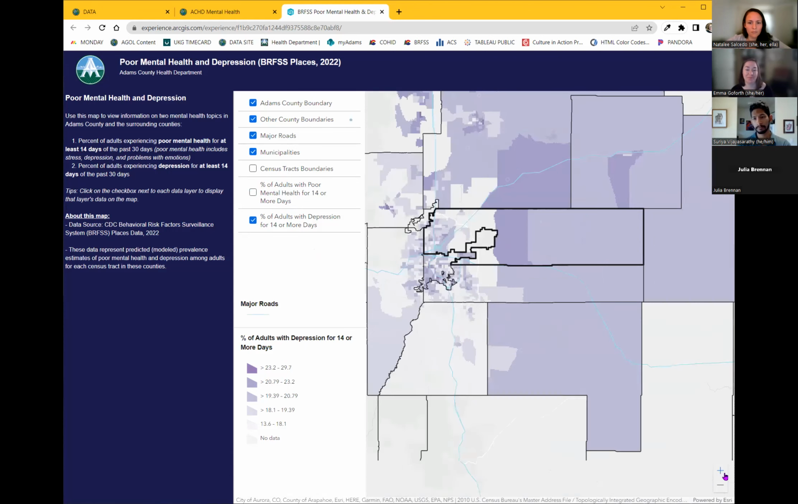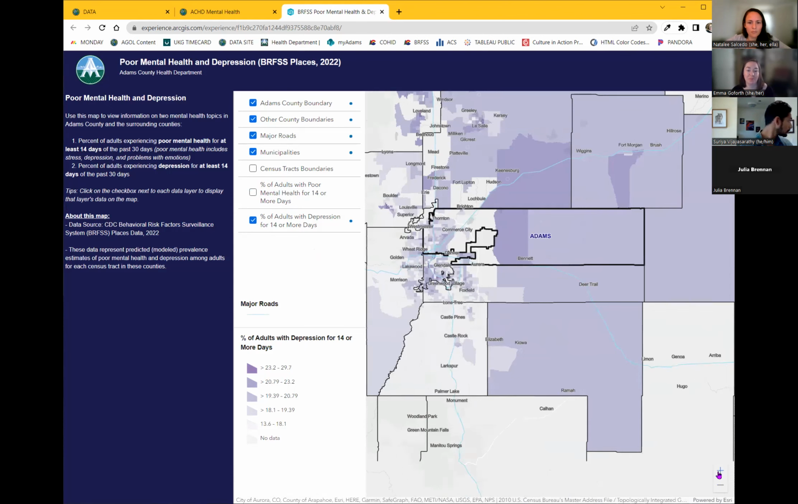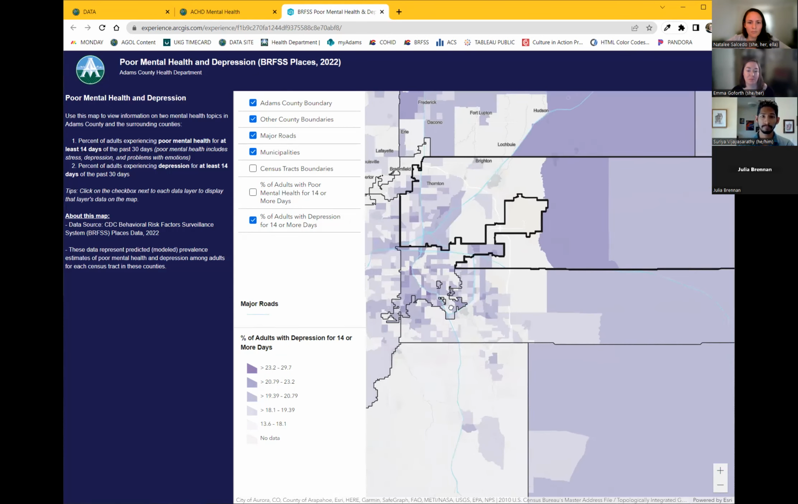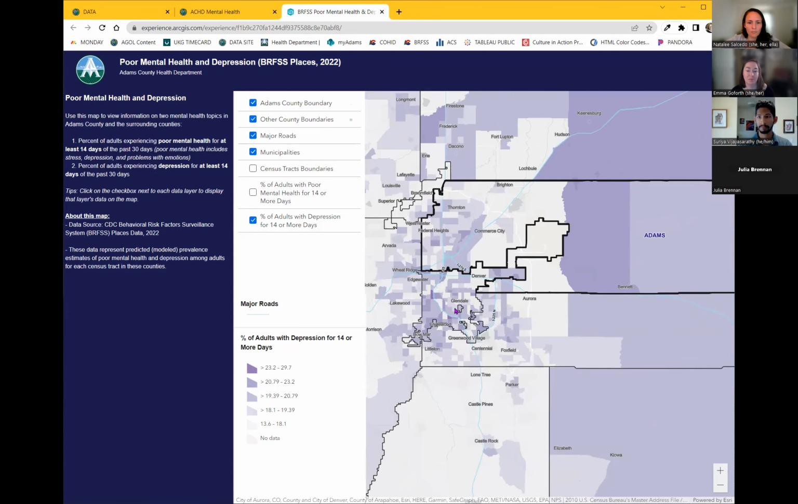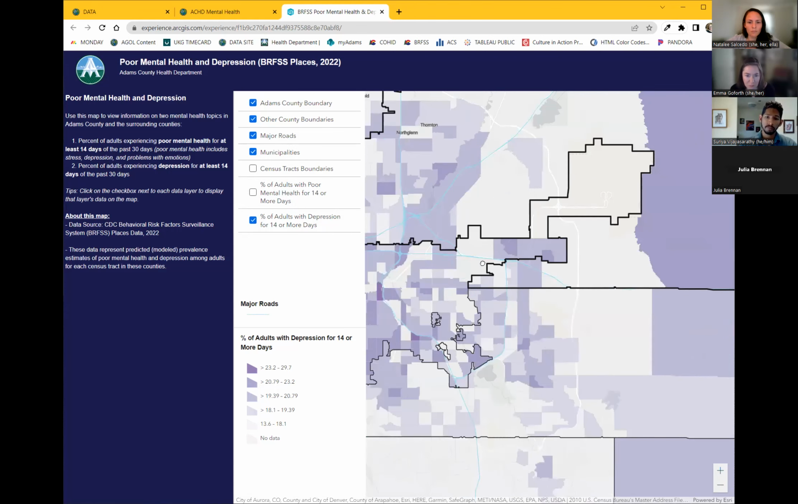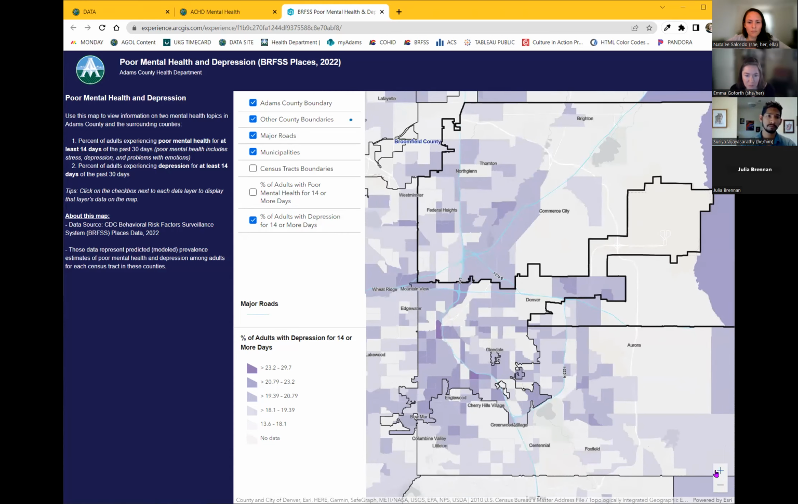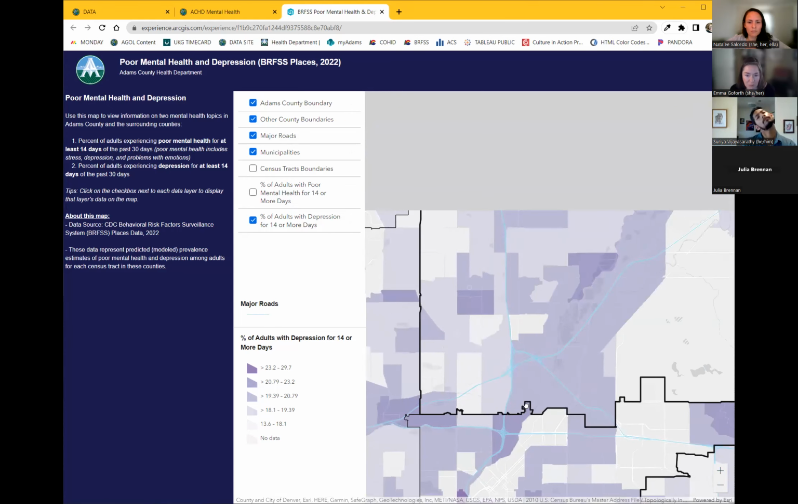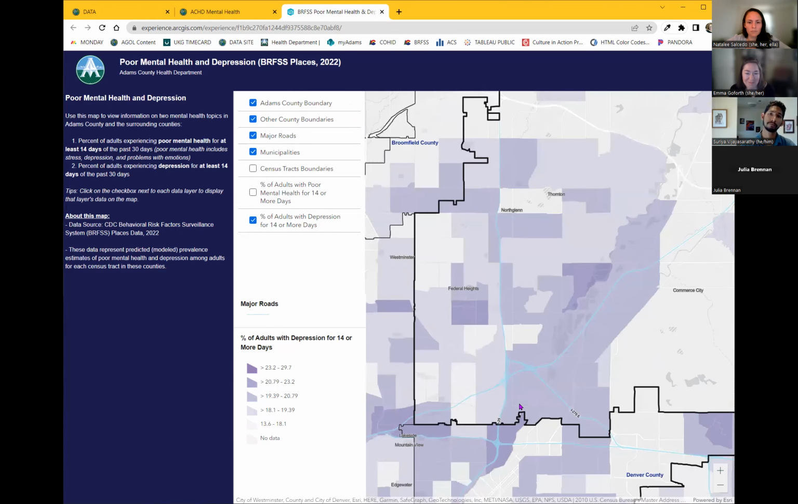But since we're interested in Adams County, let's zoom in a little bit more to see that today. And let's say you're looking at this map and you do a lot of work in Federal Heights. And you see there's some darker colors there, which indicates higher percentages of that population dealing with depression in this case, or mental health if we had the other map checked. So you can use these plus or minus buttons on the bottom right to zoom in to an area you're specifically interested in. And I'm working on a small screen, so if you have a bigger screen, it might be easier to navigate. So thanks for bearing with.